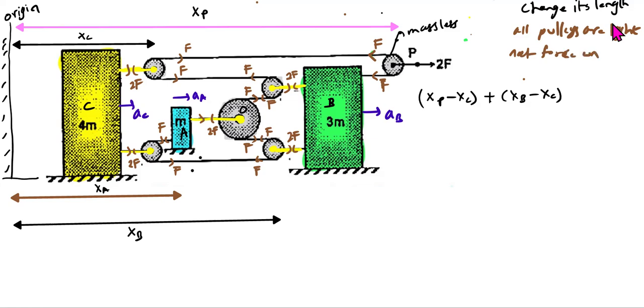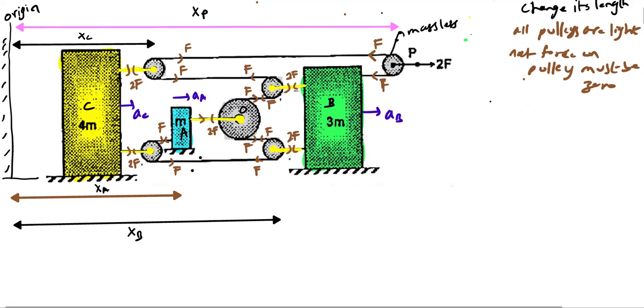Net force on the pulley must be zero. I'll come to the constraint equation. Before that, we'll write down all the equations. On the block A, what is the force acting here? 2F, and on this side F. So this should be 2F minus F equal to MA.